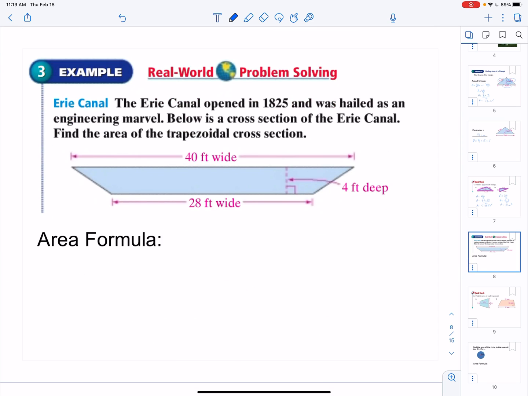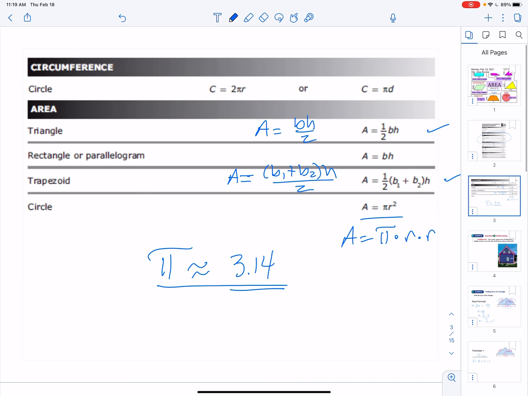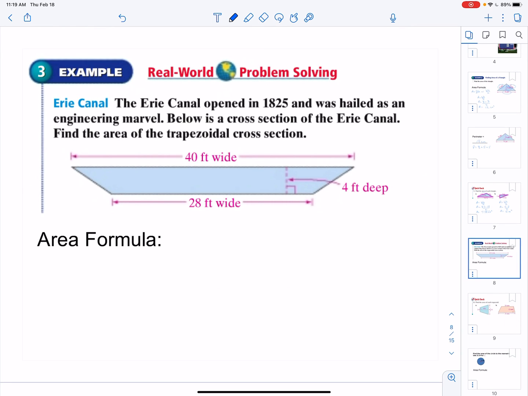Okay, so now let's look at a trapezoid. The trapezoid is the next shape that we have to understand how to do. Okay, now if we were to go back to our formula chart and look at trapezoid, our trapezoid formula is B1 plus B2 times H divided by 2. Okay, so we got to figure out what the heck is this B1 and B2 thing. Okay, well, a trapezoid has 2 bases, and that's basically what we're looking for. Okay, we want this first base, which is 40, and the second base, which is 28.